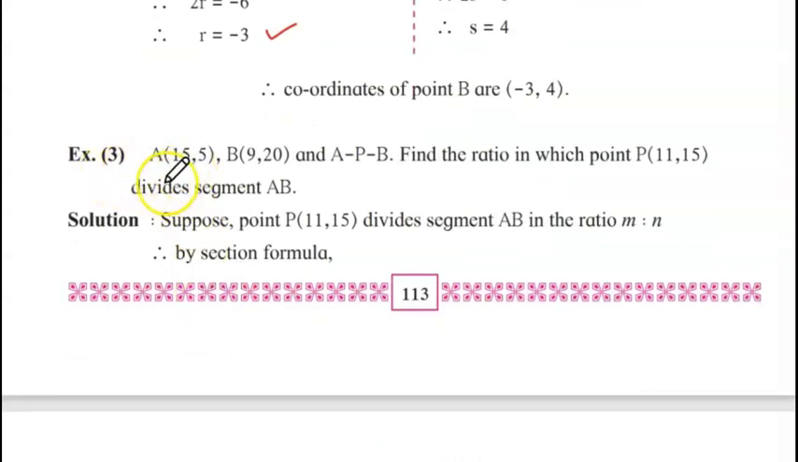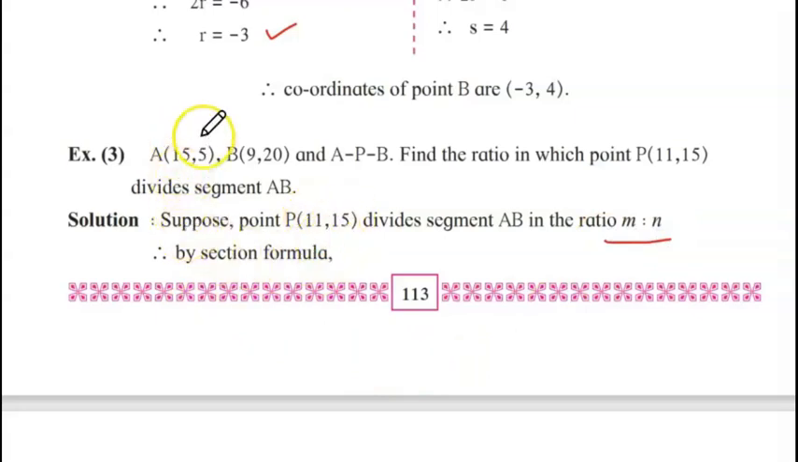The coordinates of the point A are (15, 5) and B are (9, 20), and P is in between A and B. Find the ratio in which point P, whose coordinates are (11, 15), divides the segment AB. Okay, so here we have to find the ratio in which the point P divides AB. Suppose point P, whose coordinates are (11, 15), divides segment AB in the ratio m:n. Therefore by the section formula. Here we know the values of x and y.